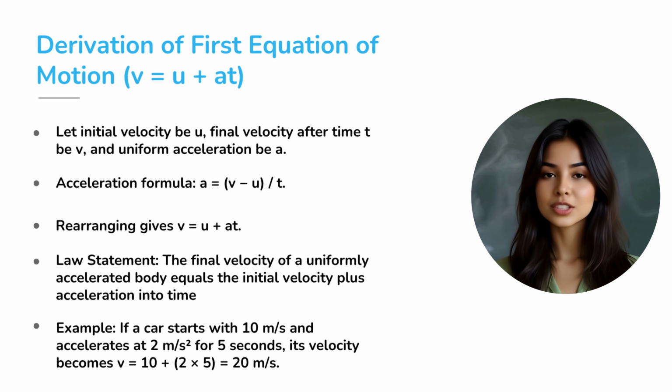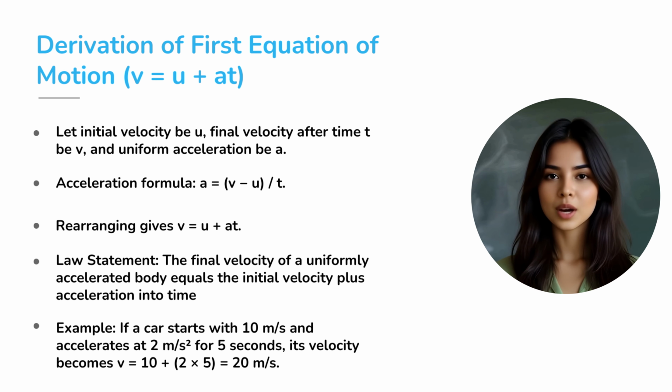Suppose an object starts with an initial velocity, u, and after a time t, its final velocity becomes v. If the acceleration is constant and equal to a, then by definition, acceleration equals (final velocity minus initial velocity) divided by time. So, a equals (v minus u) divided by t. Rearranging, we get v equals u plus at.